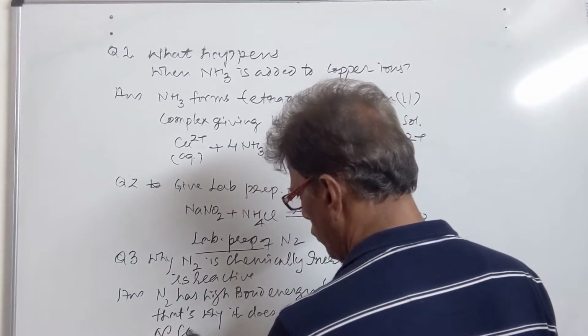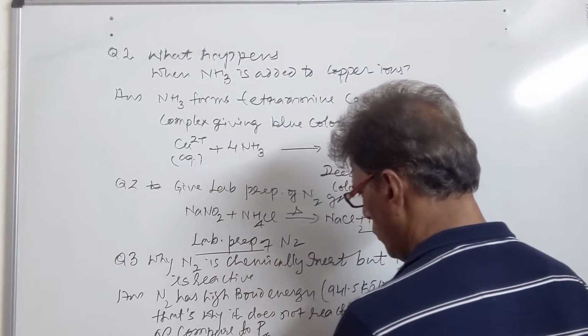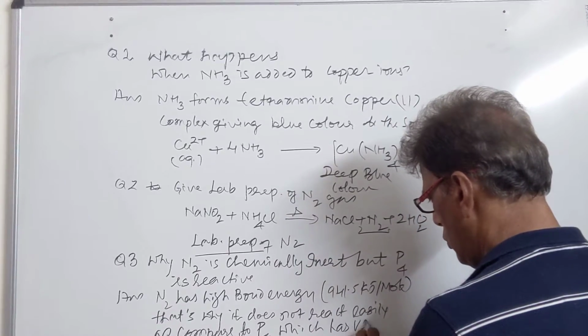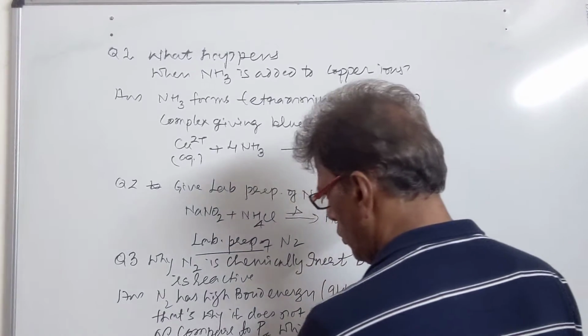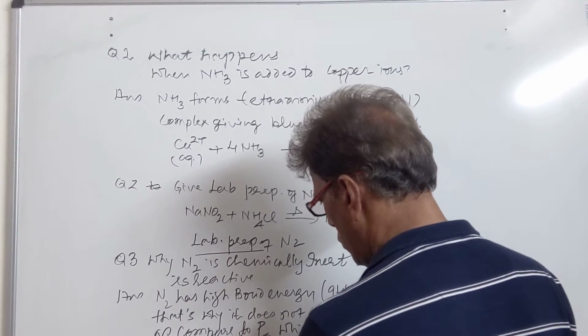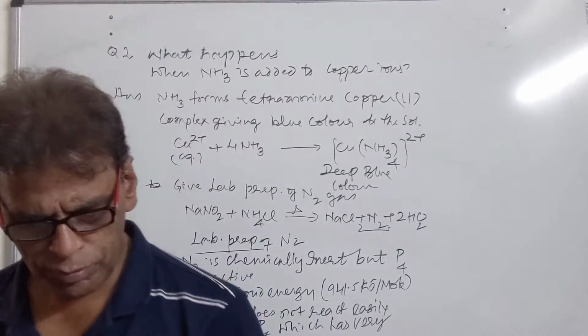As compared to phosphorus, which has very less bond energy. इसकी बॉन्ड एनर्जी बहुत कम होती है.